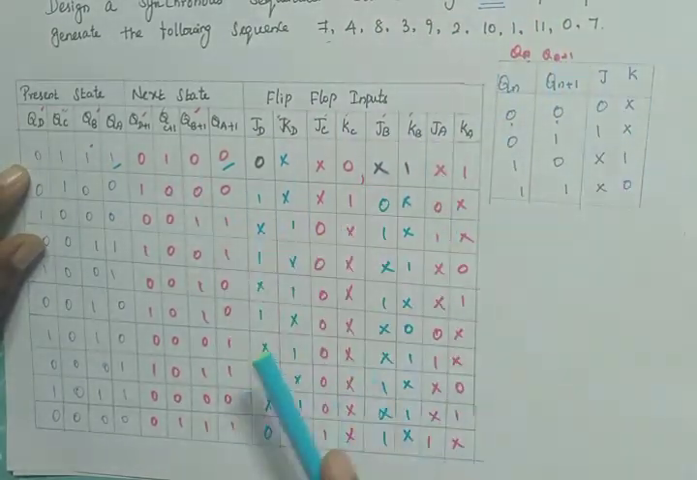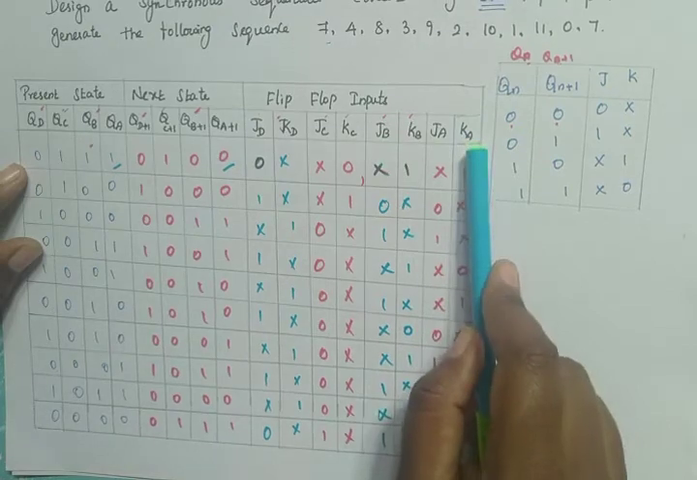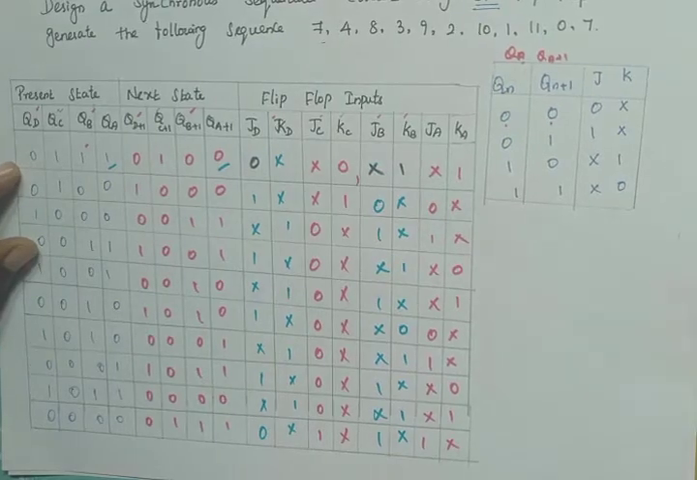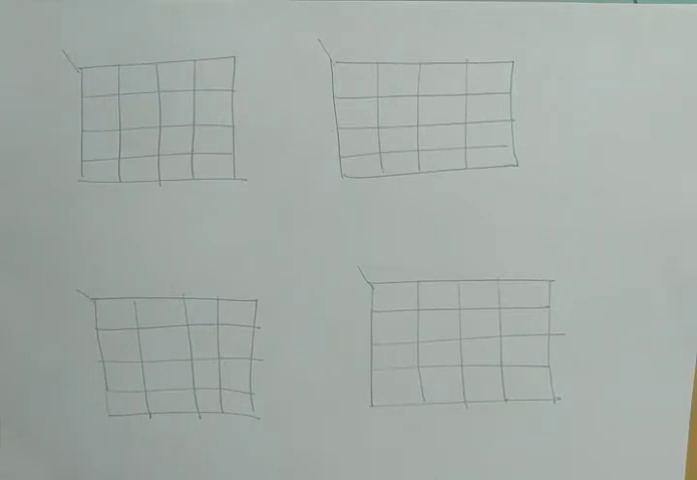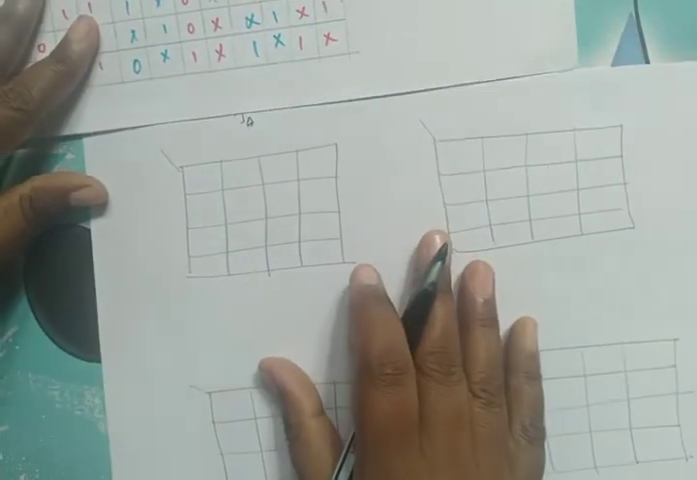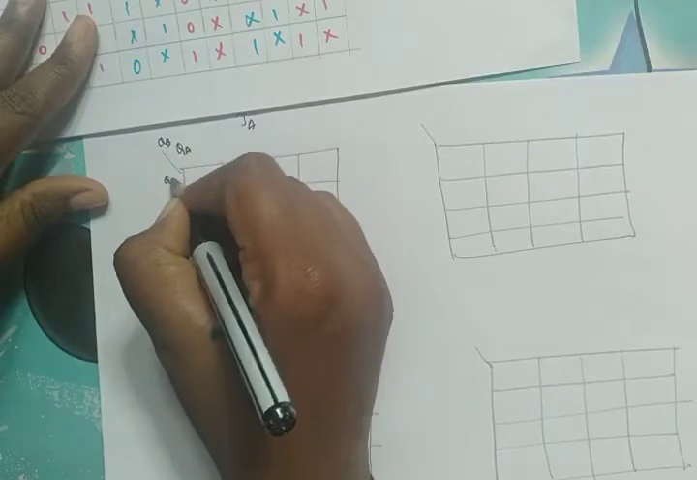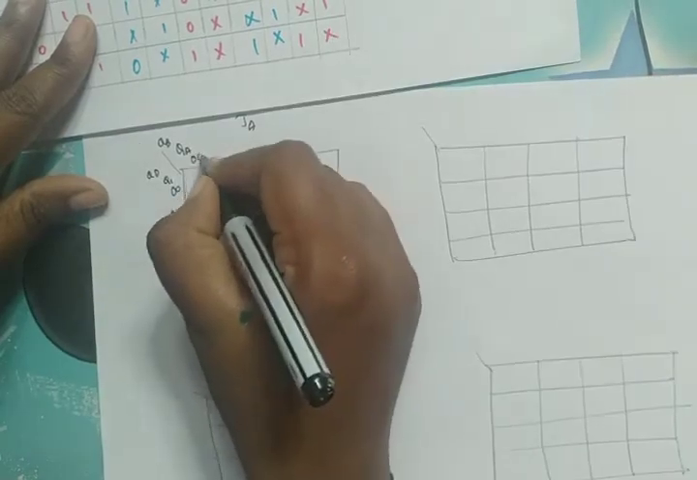So we have to use a 4 variable K-map, and now we have to find the K-map for this A, B, C, D, JA, KA, JB, KB. So for everything we have to find the K-map. Now let us find the K-map for JA, KA, JB, KB, JC, KC, JD, KD. So first one is for JA. Here we have QA, QB, QC, QD, and we know how to write 0, 0, 0, 1, 1, 1, 1, 0.